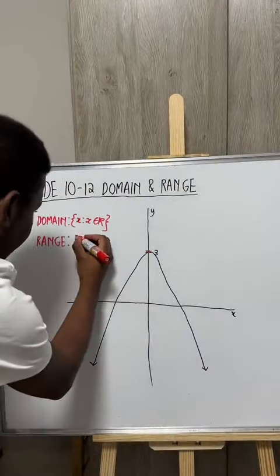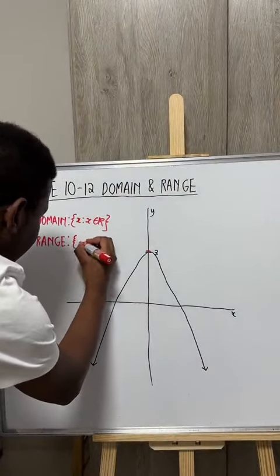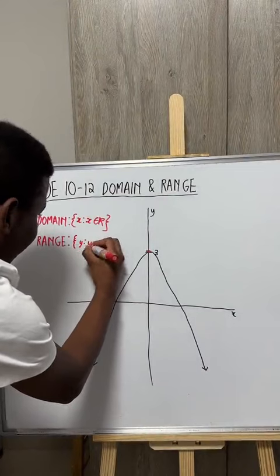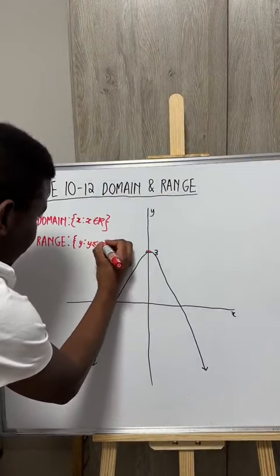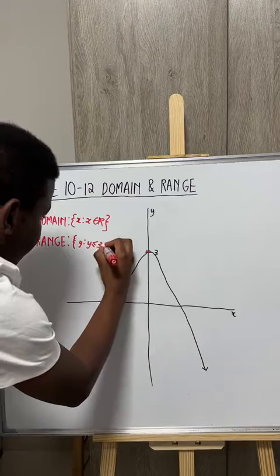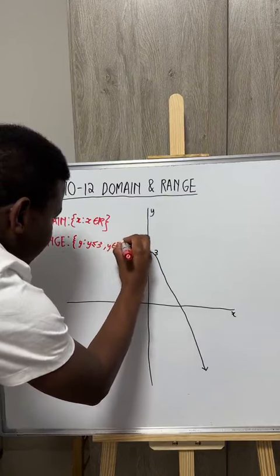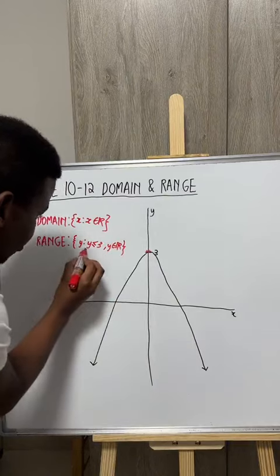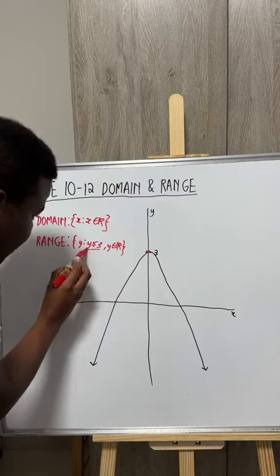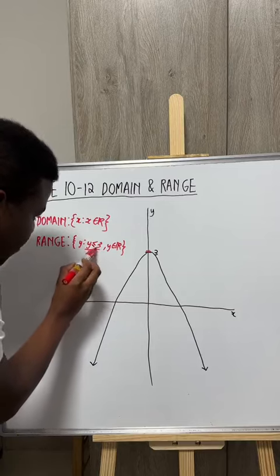Or another way you can write this is y is less than or equal to 3. And you also specify that y is an element of real numbers, but we know that it's all real numbers starting from negative infinity up until positive 3.